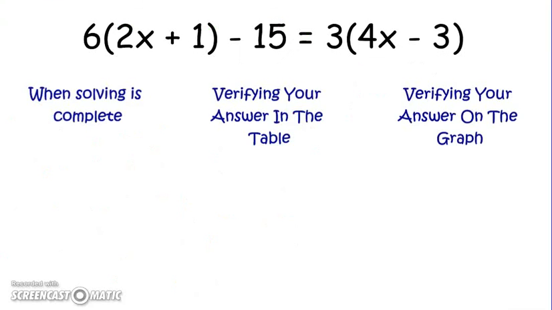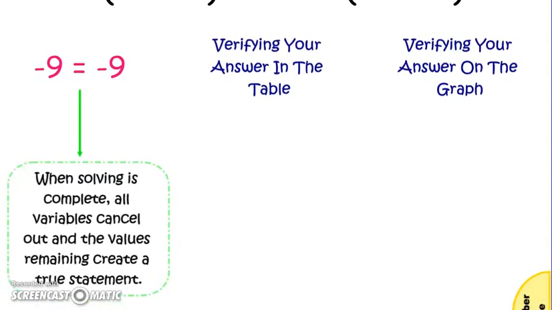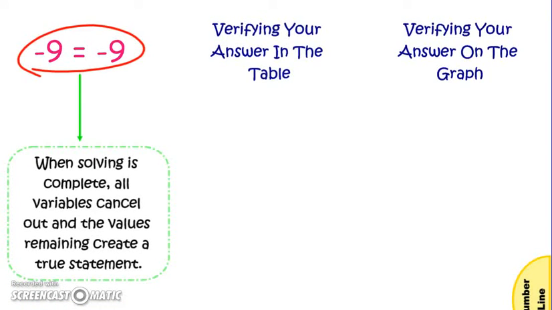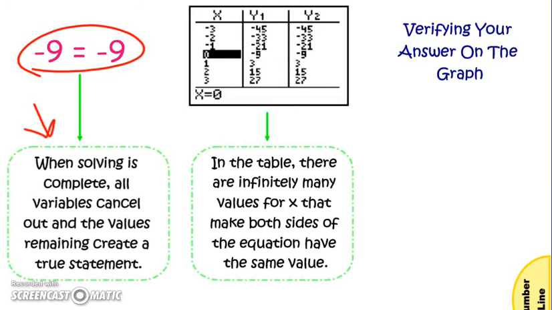So what does this mean for your notes? When solving is complete, you need to write this and this. It means that when solving is complete, all variables cancel out and the values remaining create true statements. You do not have to draw the table, but you do need to know that in the table there are infinitely many values for x that make both sides of the equation true. The key word here is infinitely. When I ask you how many solutions an equation is going to have, infinitely is one of your choices. That and no solutions, and then x equals an answer.